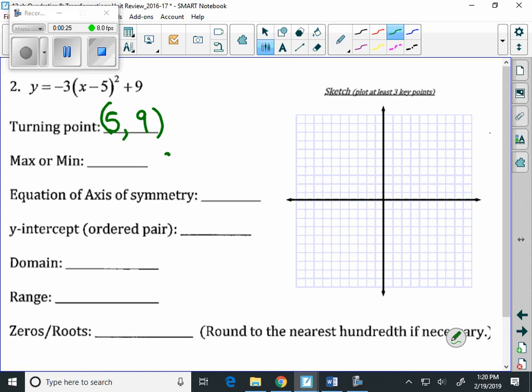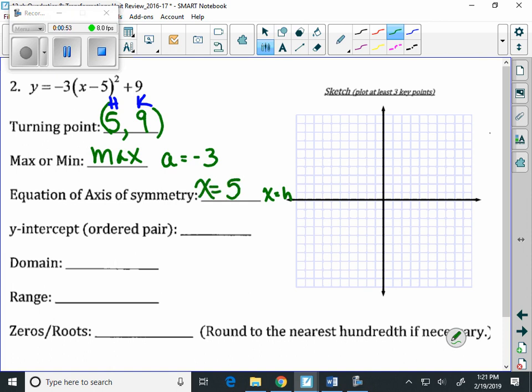A in this problem is negative 3. And because that value is negative, it means that this point is going to be a maximum. The equation of our axis of symmetry, the formula, which I didn't talk about in the last video, is x equals h. And this value of 5 is h and 9 is k. And remember, we're really picky about the x equals. So this is going to be x equals 5.